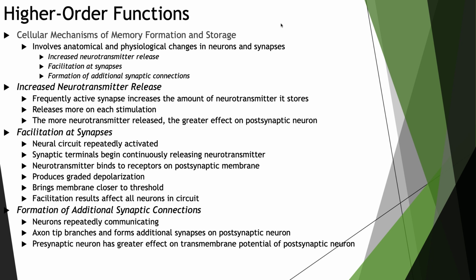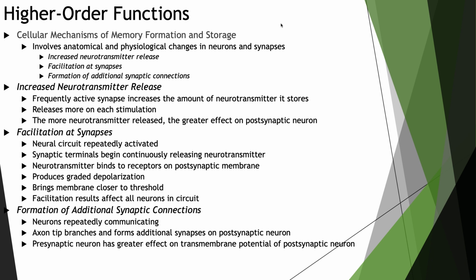with each stimulation. The more neurotransmitter release, the greater effect on the postsynaptic neuron. The facilitation of synapses. When a neural circuit is repeatedly activated, the axon terminals begin continuously releasing neurotransmitter in small quantities. The neurotransmitter binds to receptors on the postsynaptic membrane, producing a graded depolarization that brings the membrane closer to threshold. The facilitation that results affects all neurons in the circuit.